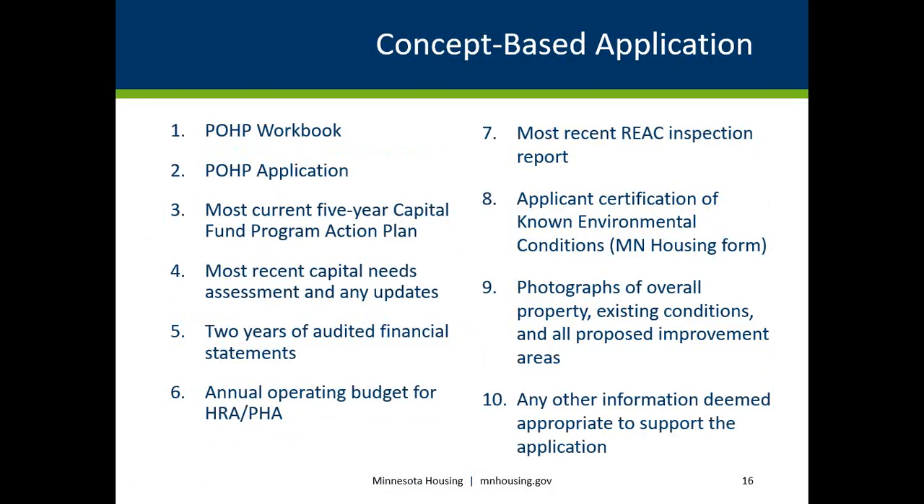The complete application package is going to include these 10 items: your POP workbook, your POP application, which are narrative questions you will answer, your most current 5-year capital fund program action plan, the most recent PHA capital needs assessment and any updates, 2 years of audited financials, the annual operating budget for the HRA or PHA, your most recent REAC inspection report, an applicant certification of known environmental conditions, which is a Minnesota Housing form. We've got a link to that on our webpage.